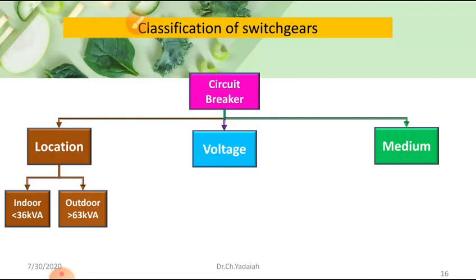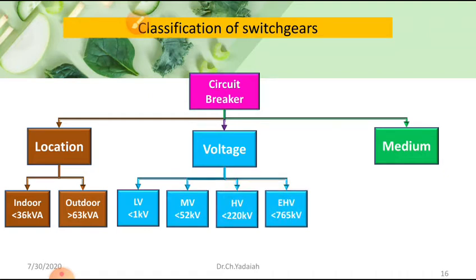Now coming to the classification based on the voltage, as we know: low voltage, medium voltage, high voltage, extra high voltage and ultra high voltage. Low voltage is less than 1 kV, medium voltage is 1 kV to less than 52 kV, high voltage is less than 220 kV, EHV is less than 765 kV, whereas ultra high voltage is 765 kV. These are the classifications based on these factors, which you already know.